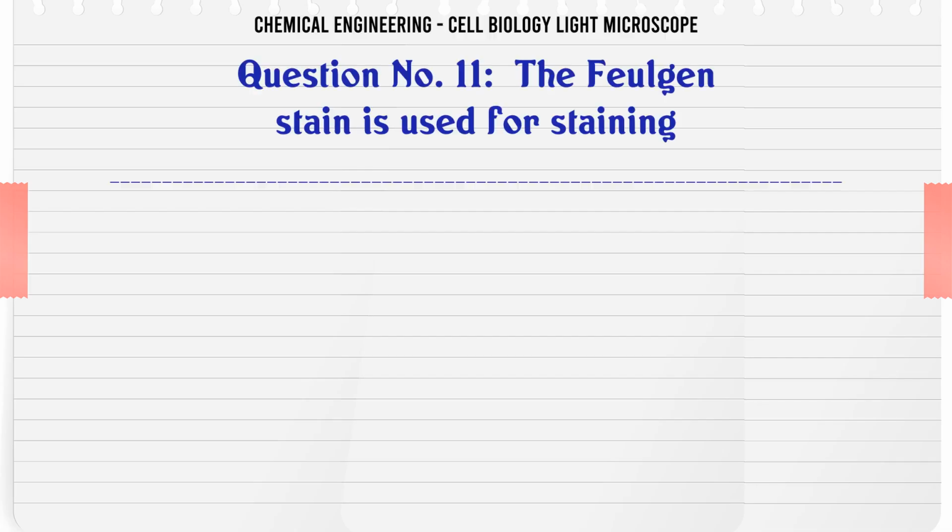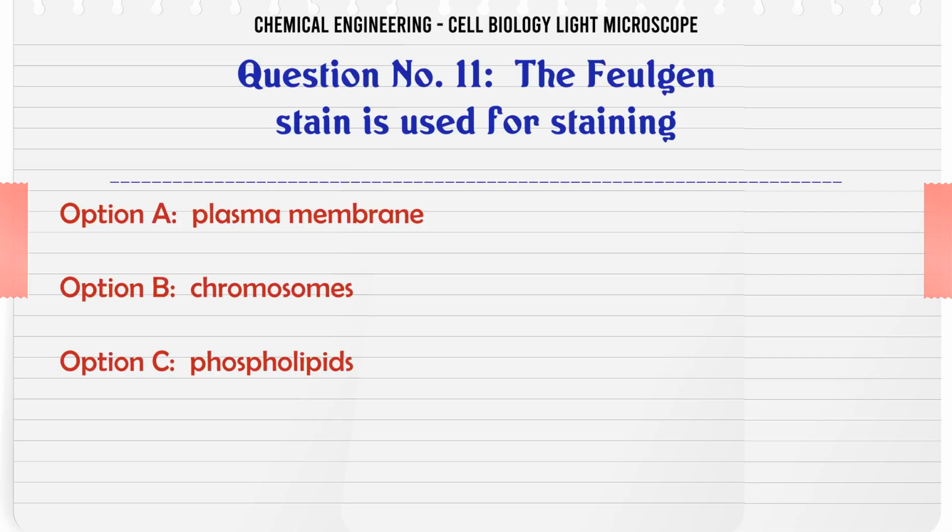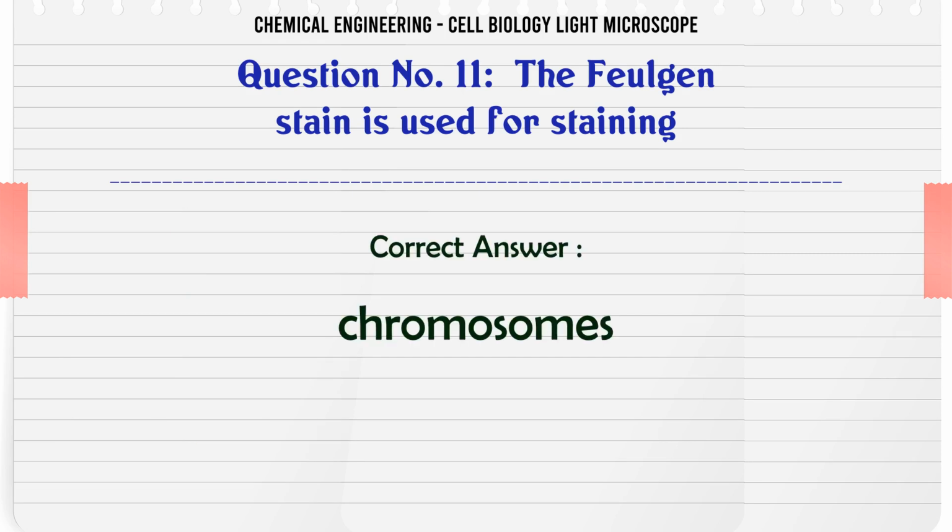The Feulgen stain is used for staining A. Plasma membrane, B. Chromosomes, C. Phospholipids, D. Mitochondria. The correct answer is chromosomes.